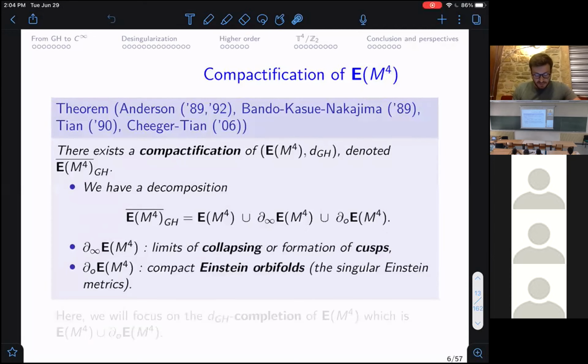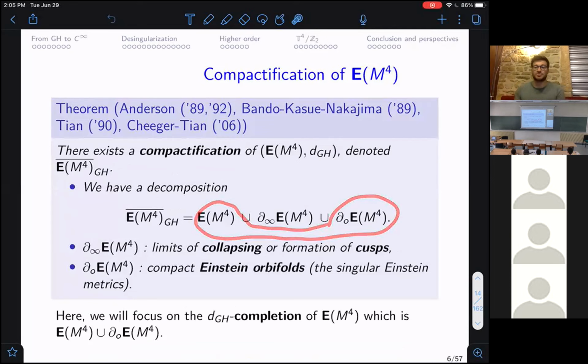But today I'm going to focus on this last piece, which is what we call the singular Einstein metrics. They can be as bad as just Einstein orbifolds. I'm going to tell you what this is right after. We will only focus on this piece here, which is the metric completion with the Gromov-Hausdorff metric of the moduli space. So we won't give a structure to the compactification, but only the completion for now.